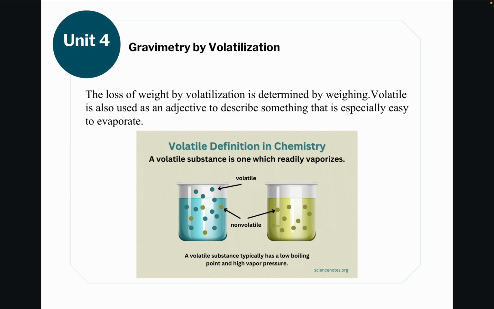Volatilization gravimetry is a method particularly useful for substances that can easily vaporize under controlled conditions, even at room temperature, and then eventually you subject it to thermal heating. So it can be heated or chemically treated too, so that your volatile components will vaporize or be lost in the sample's mass.